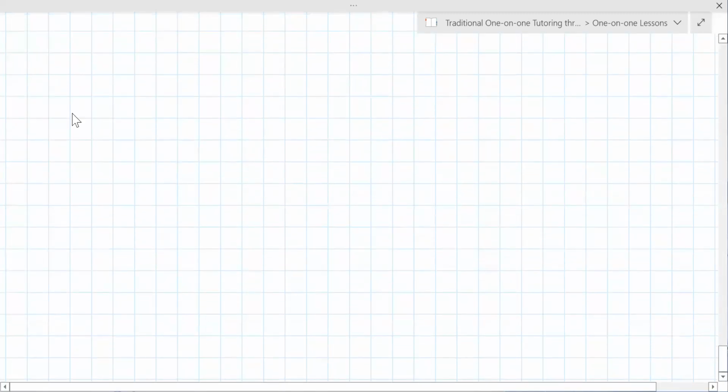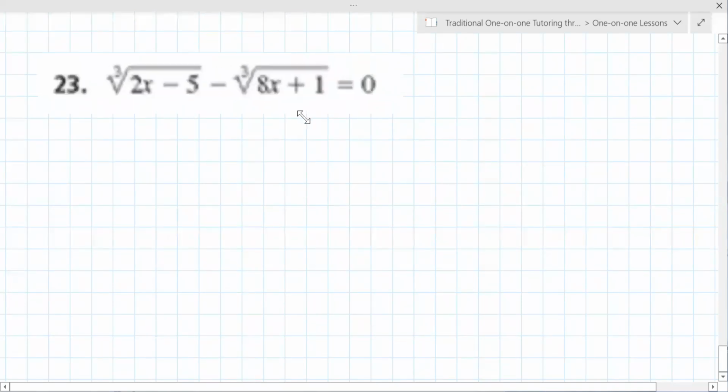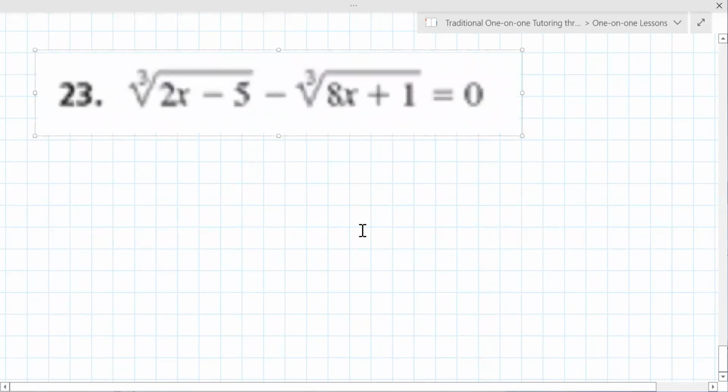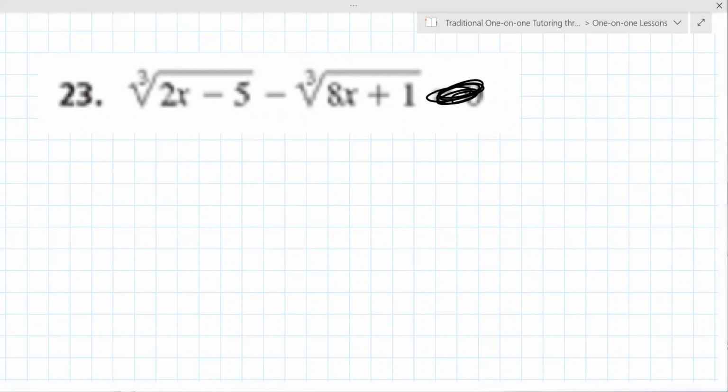Okay, so for 23 here, it's just like the previous problem in that you want to isolate the roots, meaning you get one on each side. So what I used to do, oh, are you still there? Yes. Okay, I just heard someone enter.